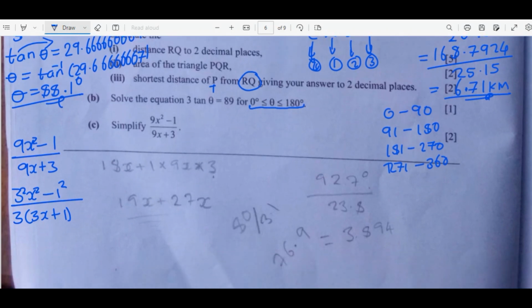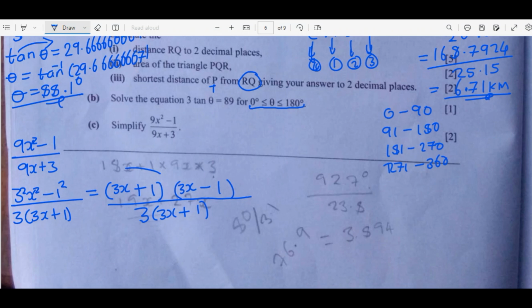Okay, we can now proceed. Here we are going to write 2 brackets divided by 3 times 3x plus 1. So here we are going to say 3x plus minus 1. Now this part here and this are the same, so we can cancel. Then the final answer is 3x minus 1 over 3 as our final answer.